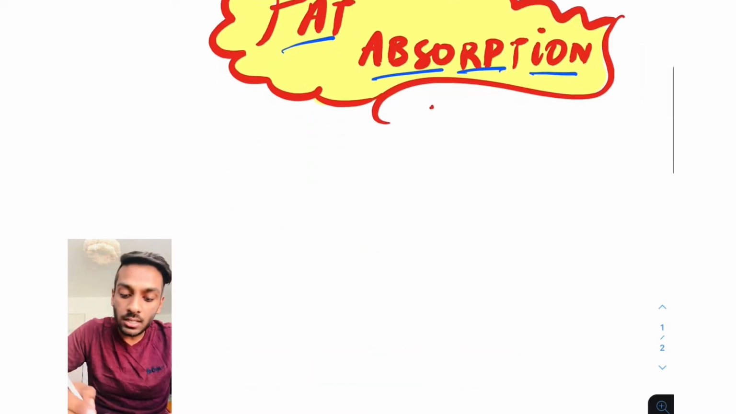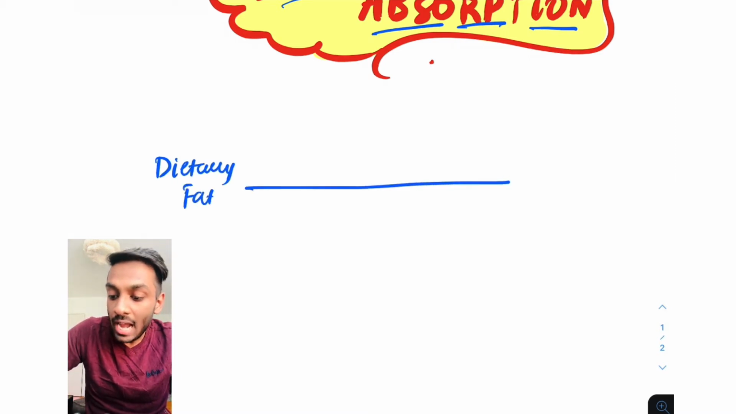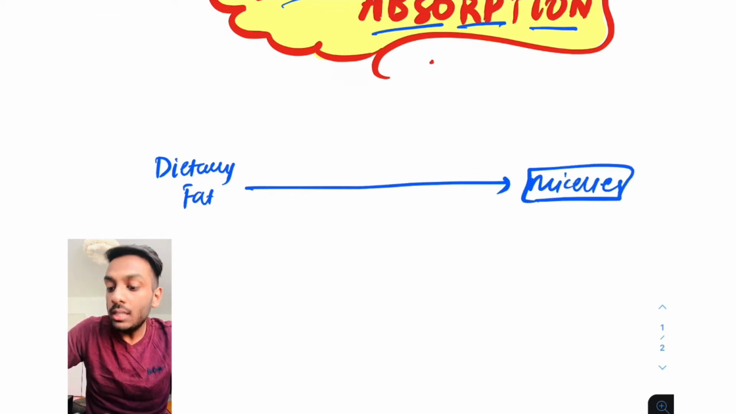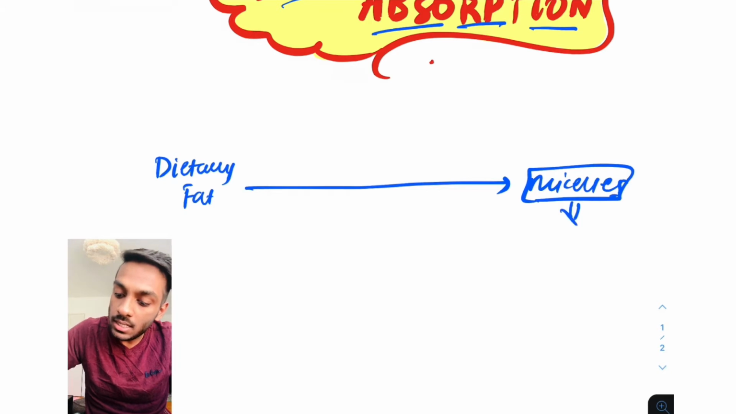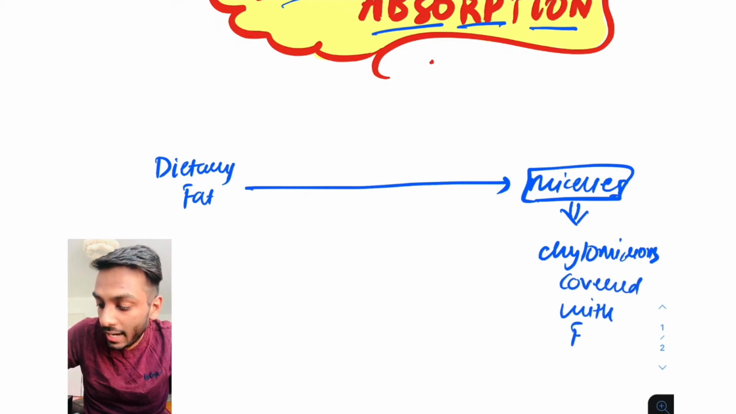Okay, so let's discuss the fat we eat, the dietary fat. Again, it is a complex fat. It will be broken down into micelles. This may be a new term for you. This micelle is actually a chylomicron covered with a fatty layer.